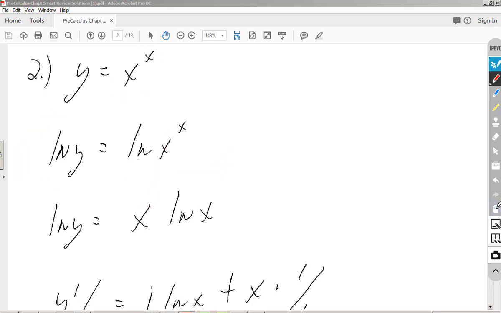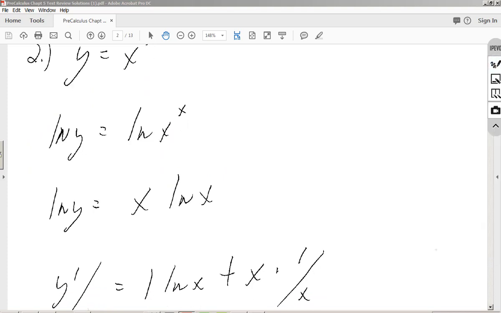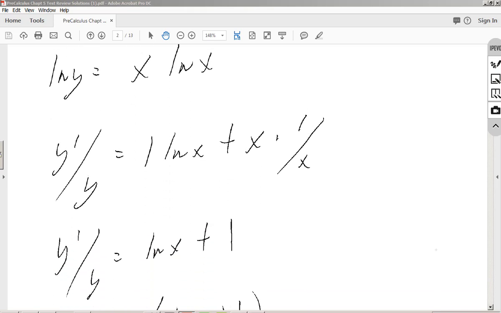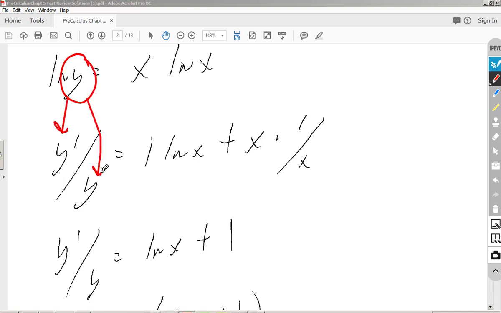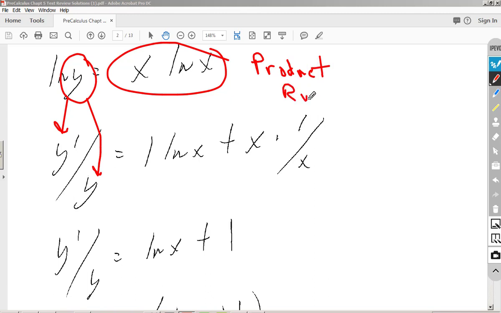Now that I've done that, I can use my derivative rule for the ln. The derivative rule for the ln is u prime over u. So here is my u prime, and here's my u. Now when I come to this side right here, I have to use the product rule, because you're going to notice I do have an equation times an equation. So two separate equations here. There's my first equation, and there's my second equation.